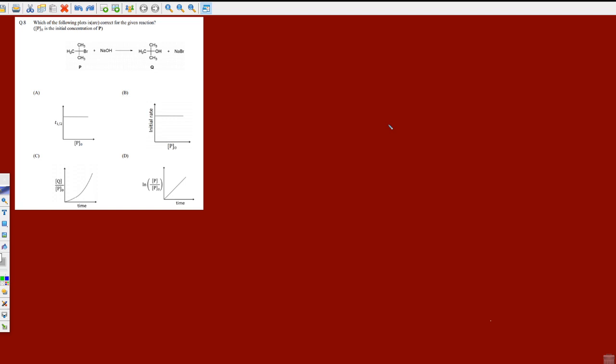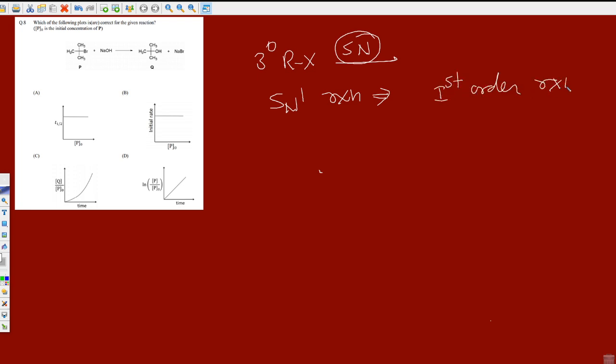In the given reaction, a 3-degree alkyl halide undergoes an SN reaction. And we know a 3-degree alkyl halide must undergo an SN1 reaction, and SN1 is a first order reaction. So if SN1 is a first order reaction, that means this is an example of a first order reaction.